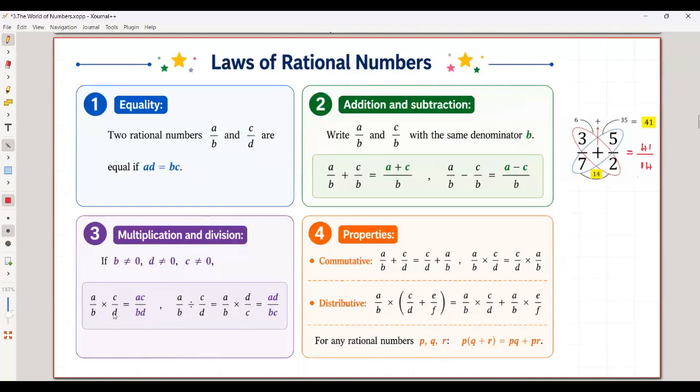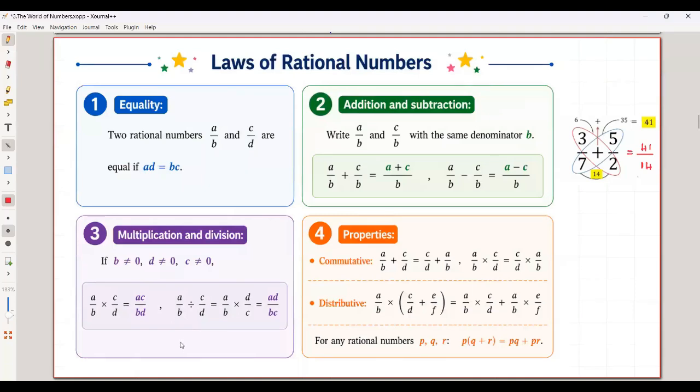For multiplication also, there are two ways, right? First, you can just multiply and simplify. Second one is simplify then multiply. So both the methods I'll be explaining. Now second one is division. Division means A by B divided by C by D: you have to take the reciprocal of the second fraction and multiply. So you take the reciprocal and multiply.